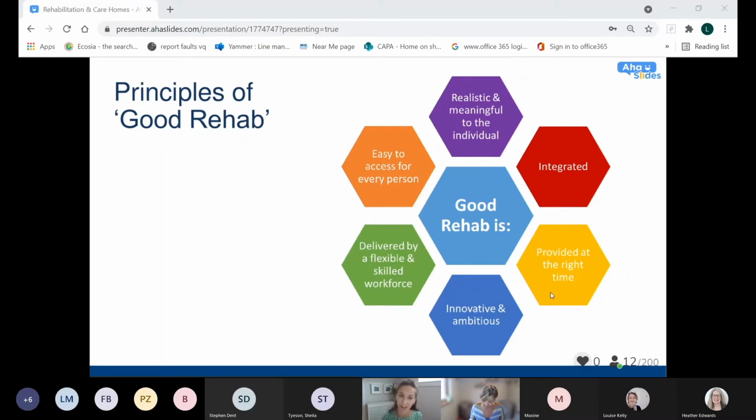These shapes on the screen, we kind of decided that the approach to take with rehab was to come up with a set of principles for good rehab, and what we intend to do with these is kind of measure success. So anything we do on the rehab programme going forward, we'd like to be able to see that we're being able to measure it against these.